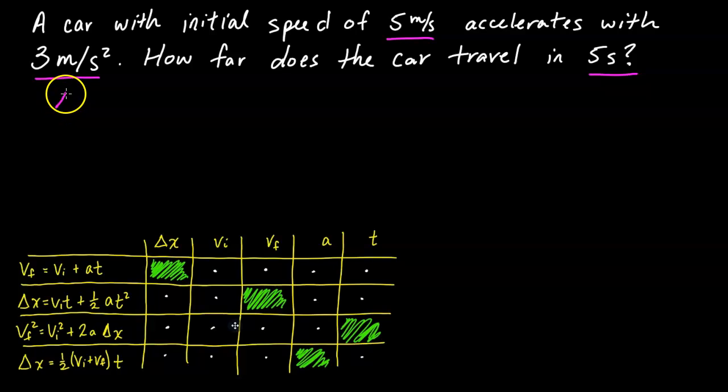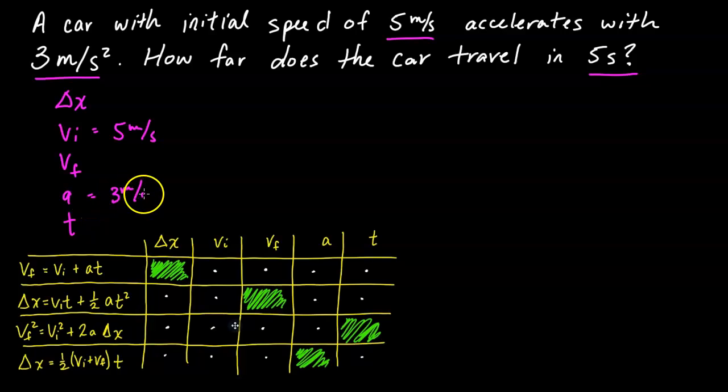So what I like to do first is to write down all my variables. I have delta x, Vi, Vf, a, and t. Okay, and now I'm going to fill them in. So I know that the initial speed is 5 meters per second. I know it accelerates at 3 meters per second squared, and the time we want to know how far it travels for is 5 seconds. And we're looking for the displacement. How far does it travel? Notice that the one variable that we aren't given, and we don't really care about because they're not asking for it, is Vf.